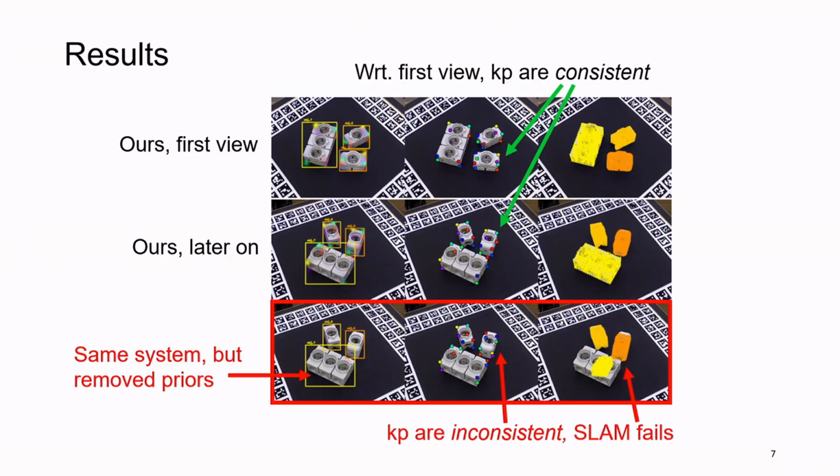When we run the same system, however, without the prior detection, the key points are now inconsistent with the first view, and thus, fusing them over time, SLAM fails.